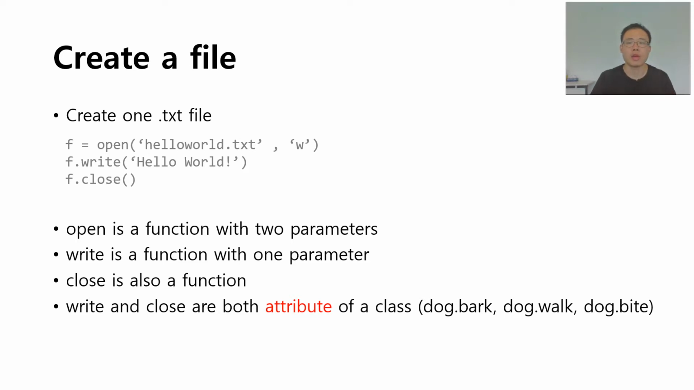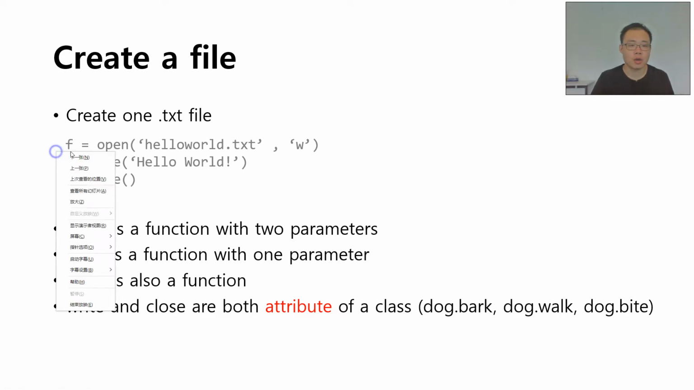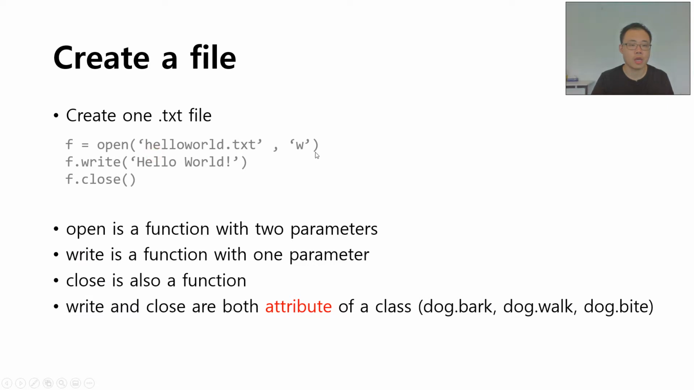So open and write and the corresponding function close are used to open an existing or not yet existing TXT or other type of data file, and you write the data into this file and close it. So first we use f equals open, hello world.txt, w. Here hello world.txt is a file name.